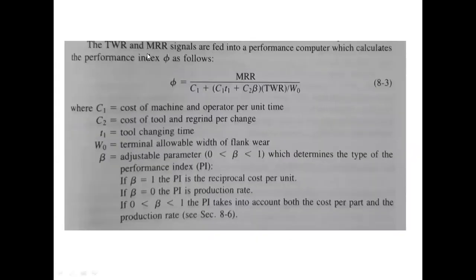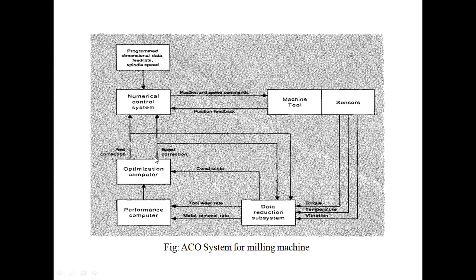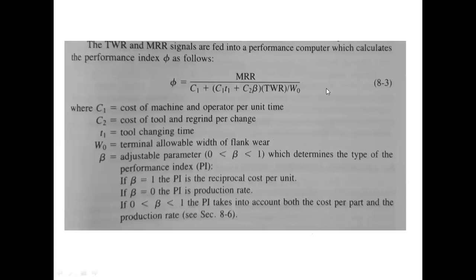Now you see, when tool wear rate and material removal rate are calculated, those signals are fed into a performance computer, which calculates the performance index. Remember, the performance computer will calculate the performance index. This performance index phi is given by this formula: MRR by C1 plus all these things.